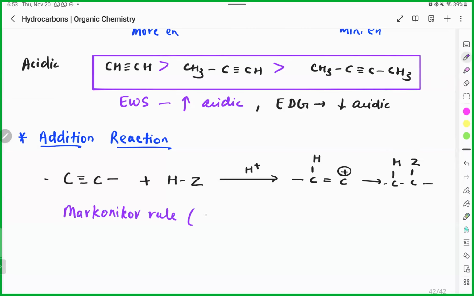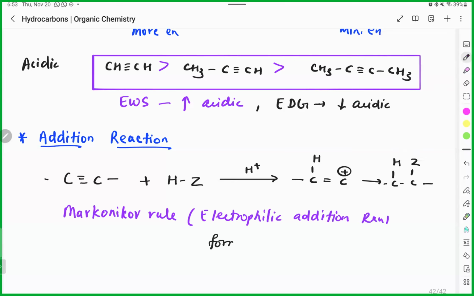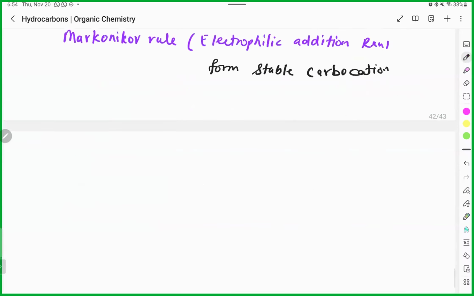Because this is electrophilic addition reaction, and when you do electrophilic addition reaction, you will see which carbocation is most stable. Form stable carbocation. And you will always see carbocation in such reaction.